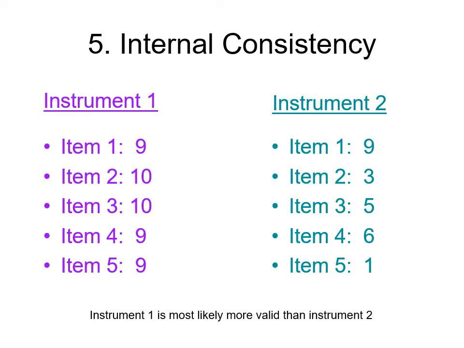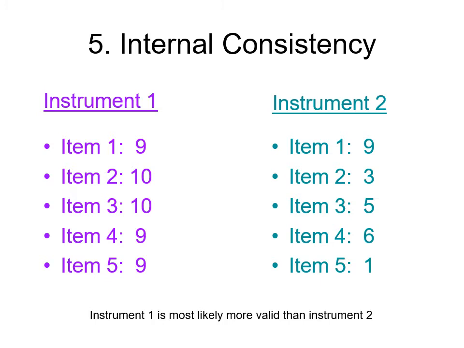Okay, now the fifth one is internal consistency. Internal consistency is more relevant if you are dealing with multiple items in the test. So let's say you have two instruments, and both of them are some sort of clinical scale. Now instrument one has items 1, 2, 3, 4, 5, and when you look at a person's data, what they're giving is very similar scores. Okay, so 9, 10, 10, 9, 9.